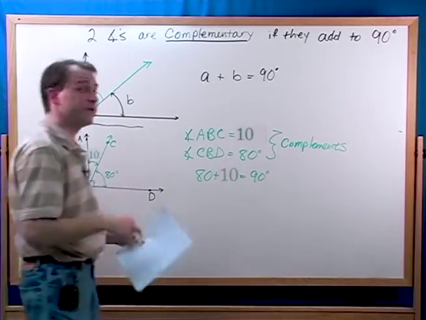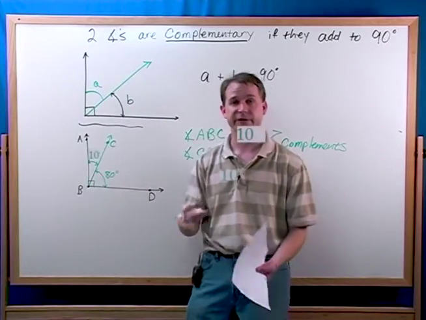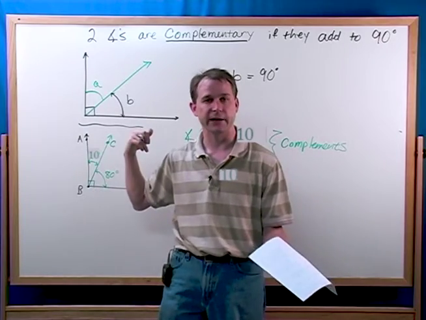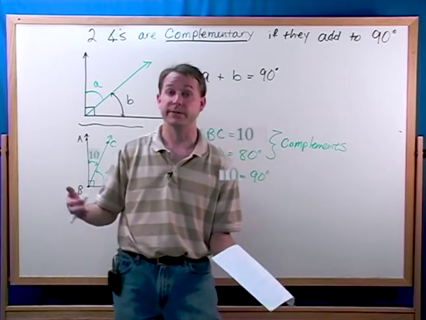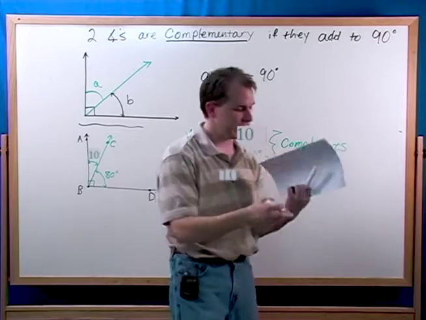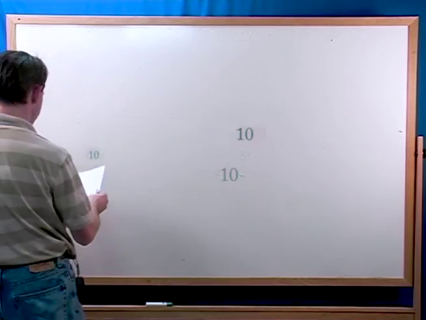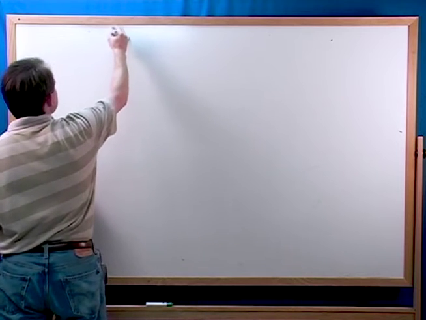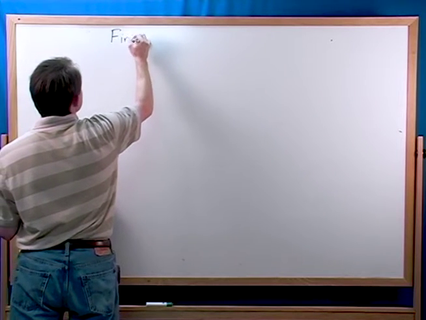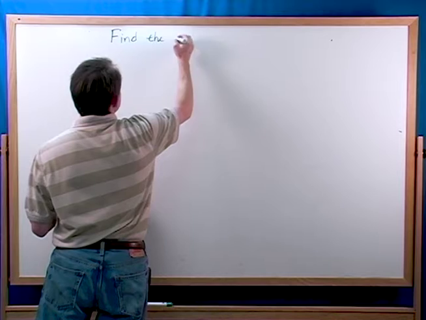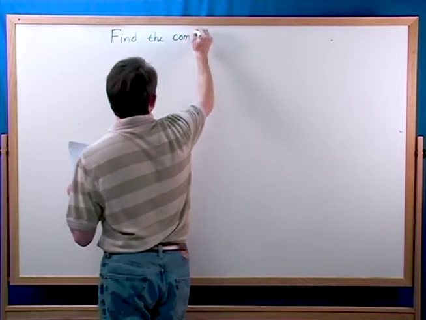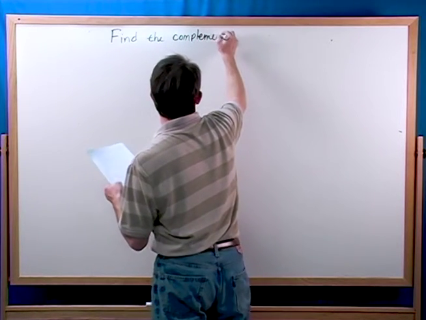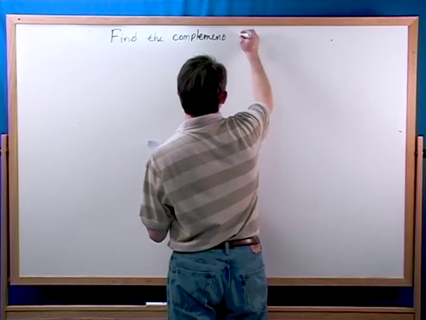So really all you have to do to find out if two angles are complementary is you just find out what the angles are. You can get that by looking at the drawing or using some other information. Add them up. If they add up to 90, then they're complementary. Okay, now we're going to do another kind of problem. Very similar, but what we need to do is we need to find the complement of the angle below.